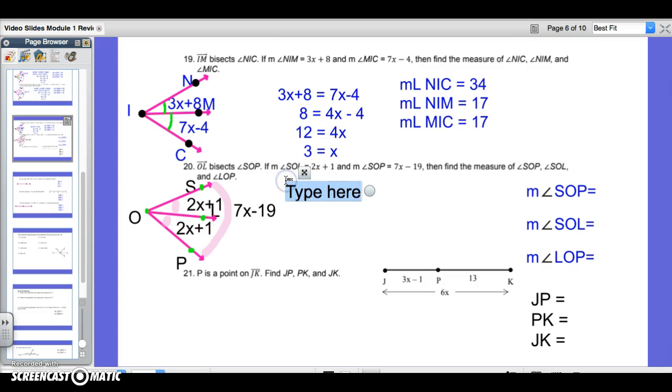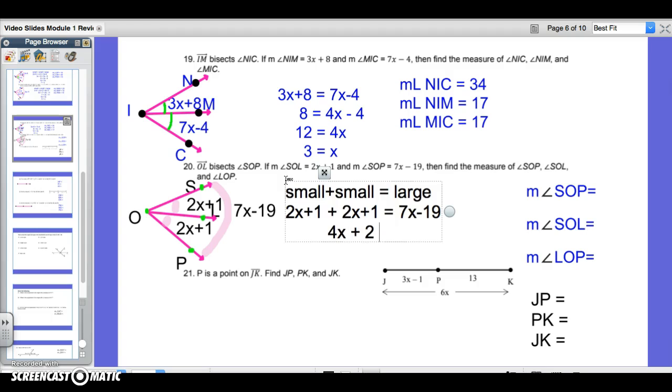So I'm going to do the same angle addition that I've been doing in questions 18 and 17, where I do the small plus the small equals the larger. So we have 2x plus 1 plus 2x plus 1, and that equals 7x minus 19. Combining like terms, we get 4x plus 2 is equal to 7x minus 19. Then I'm going to subtract the 4x from both sides, and I get 2 is equal to 3x minus 19.